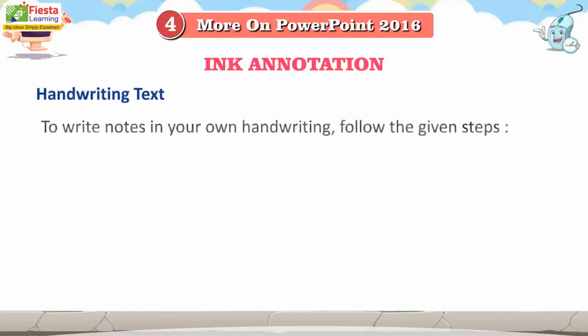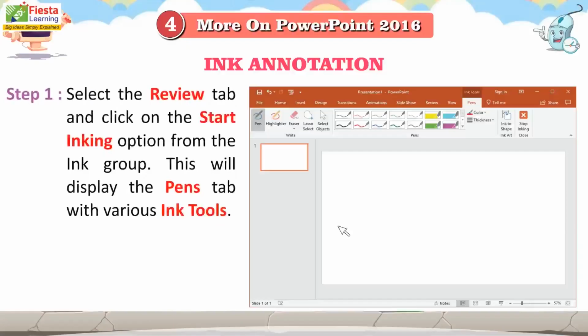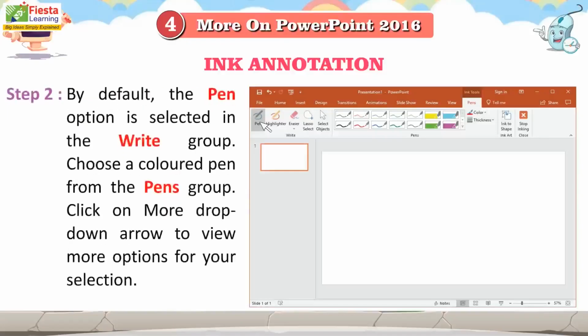Handwriting text. To write notes in your own handwriting, follow the given steps. Step 1. Select the Review tab and click on the Start Inking option from the Ink group. This will display the Pens tab with various ink tools. Step 2. By default, the pen option is selected in the right group. Choose a colored pen from the Pens group. Click on the More drop-down arrow to view more options for your selection.